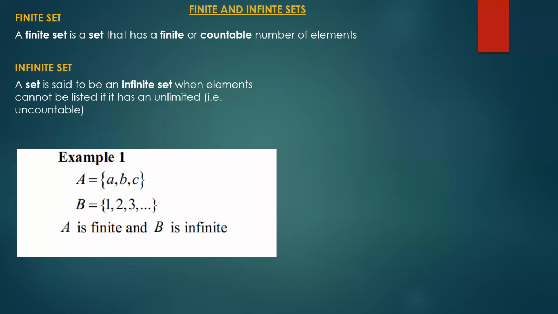So a finite set contains a countable number of elements, and an infinite set contains an uncountable number of elements. You can't manage to count the elements there. So what is a universal set? A universal set is simply a set that contains all elements in all given sets, including itself. That is a universal set.